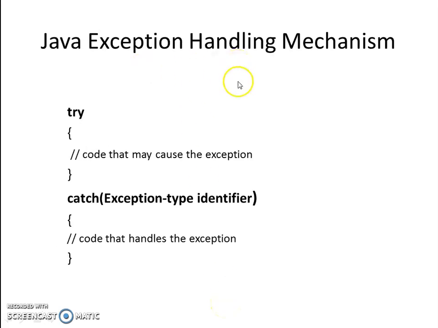Now, Java provides you an exception handling mechanism through the use of try-catch block. What we do is we put all the code that may cause the exception inside the try block and the code that handles the exception inside the catch block.